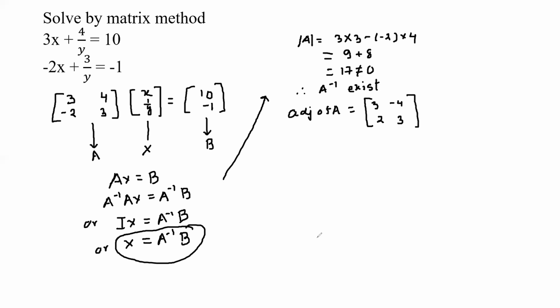Now we are ready to find the inverse. And we know that A inverse is equal to 1 by the determinant of A, which is 17, times the adjoint of A, that is 3, 2, -4, and 3.